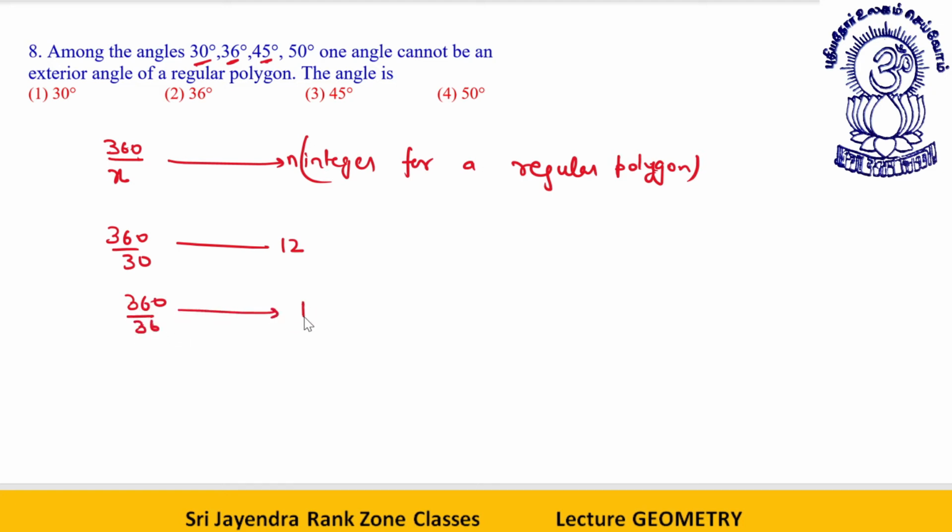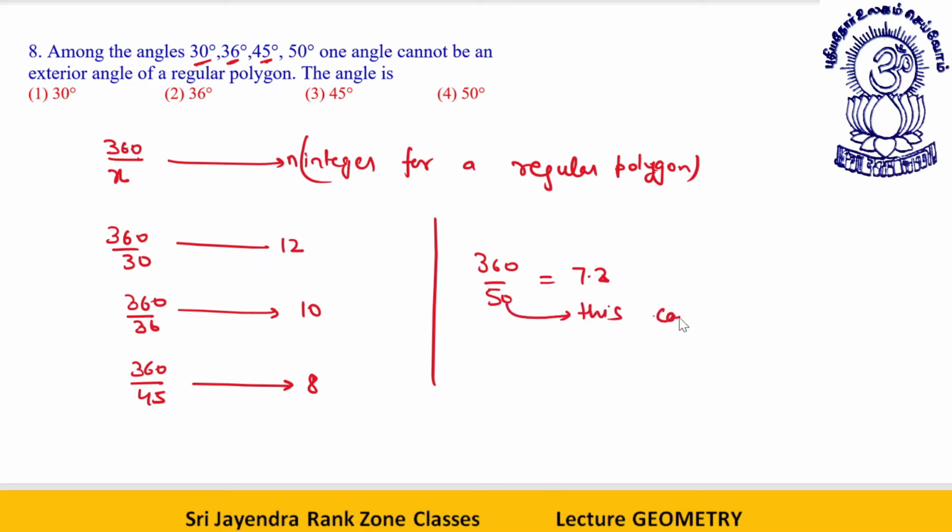360 divided by 36 gives you 10. 360 divided by 45 gives you 8. So which one cannot be? The last is 360 divided by 50. This gives you 7.2. Okay, this cannot be the angle of a regular polygon. Okay, dear students, let's take the next one.